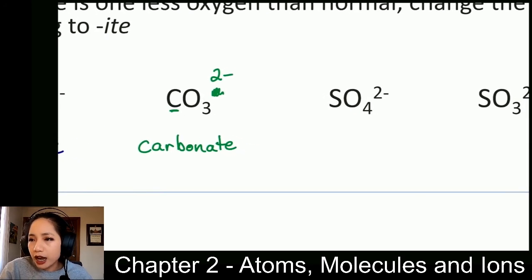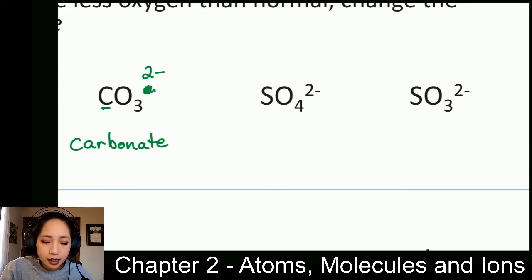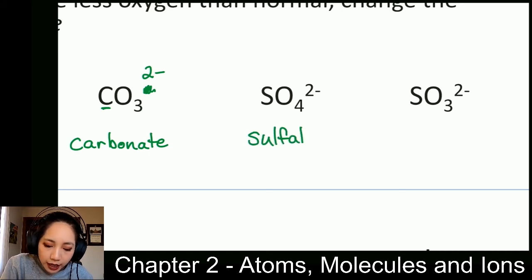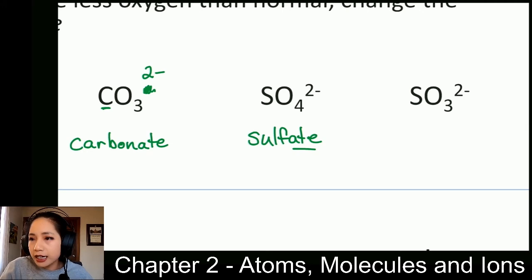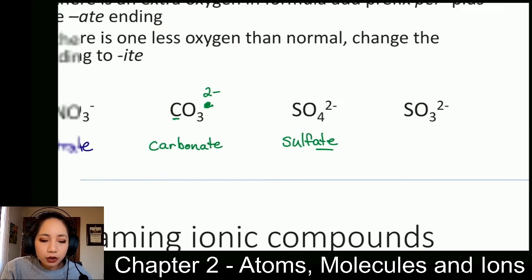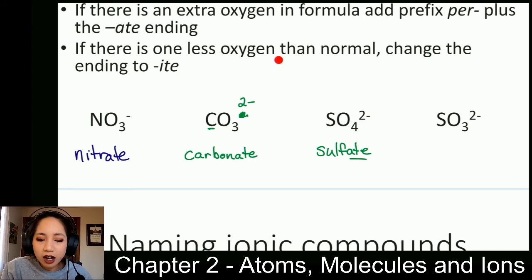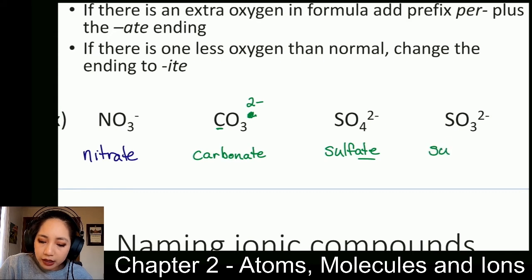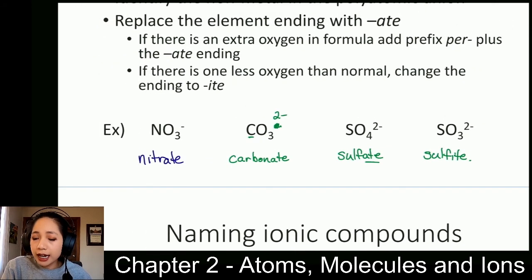The next polyatomic we have here is SO4 2 minus. All right, so S, that's sulfur. This is sulfate anion. There's our ate ending. It has an overall 2 minus charge. And then note here where we said if there's one less oxygen than normal, change the ending to ite. So we see we have SO4 2 minus, and then in the next one we have SO3 2 minus. So this oxoanion has one less oxygen, so this is sulfite. So those are some of the polyatomic anions. You can see the whole list in that handout.